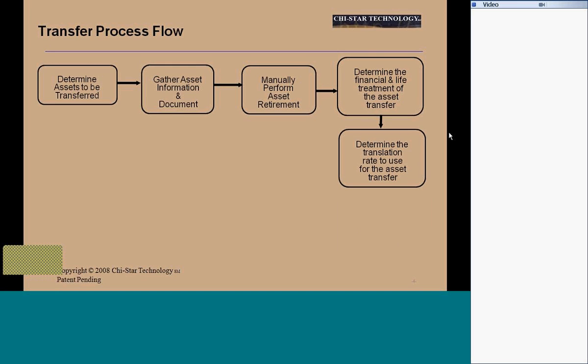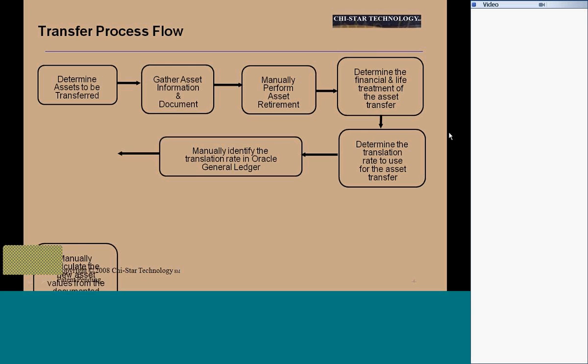Something else that needs to be determined is whether or not I need a translation rate if I'm dealing with two depreciation books in two different currencies. If I am, I need to go ahead and grab that exchange rate. The only place that Oracle houses the translation rate is in Oracle General Ledger. So the Oracle asset person, if they have access, would need to go into the General Ledger and extract that information. Otherwise, if they do not have access to that detail, they would need to ask someone in General Ledger to write down what that translation value is.